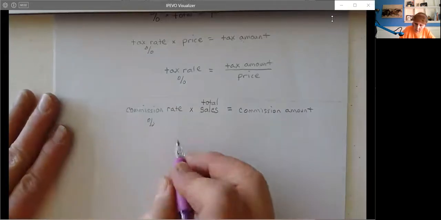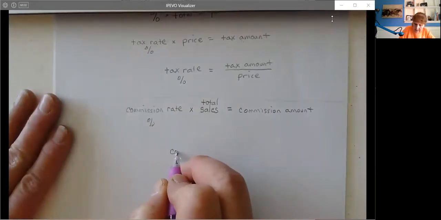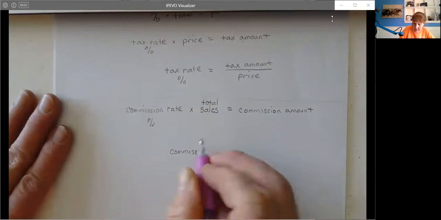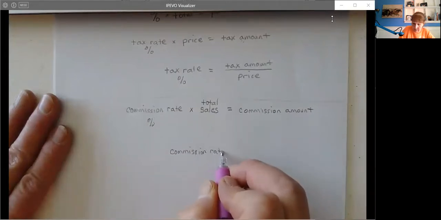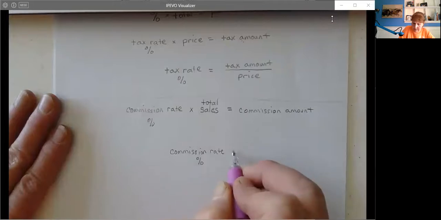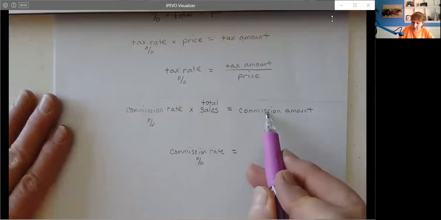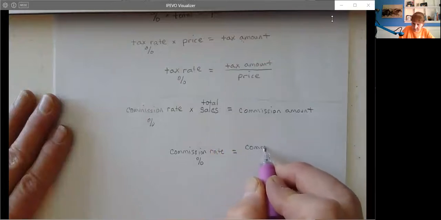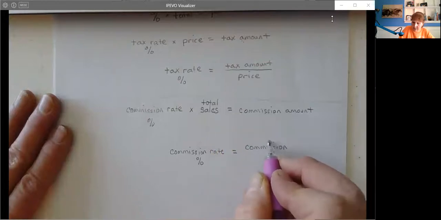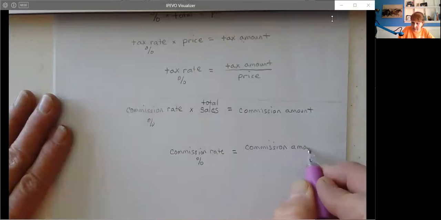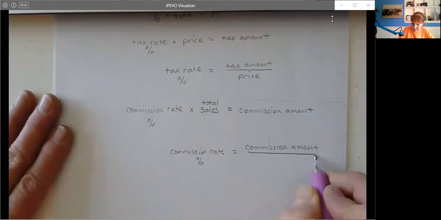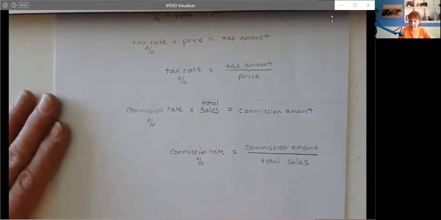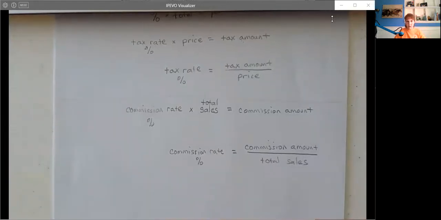However, if you're looking for the commission rate itself, I don't know, I should have probably moved it over a little bit. This is a percent. I would take the commission amount divided by the total sales. So I'm going to do that algebra step and create another template. So you guys just have these templates when you take your test and do your homework.